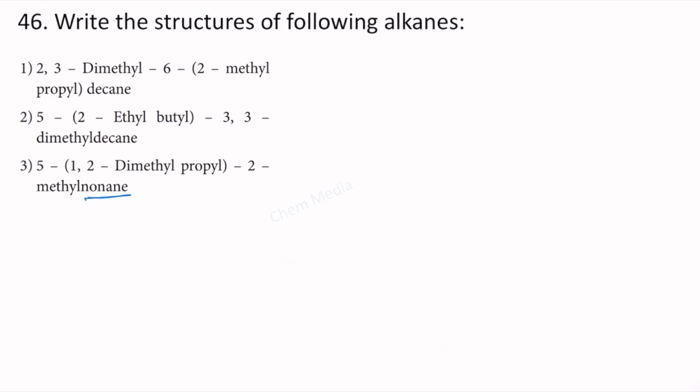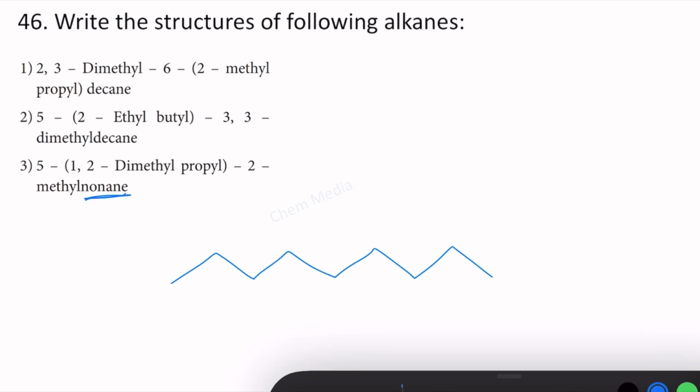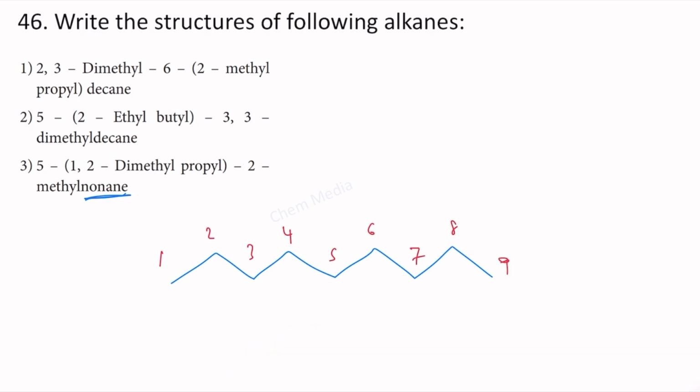Here we have a nonane chain as our main chain. Therefore, let us first write down the nonane chain. 1, 2, 3, 4, 5, 6, 7, 8, 9. Number it. Let us first write down the non-complex substituent. We have a methyl group at 2 position. So this one is here. And then we have a propyl chain that is at 5 position.